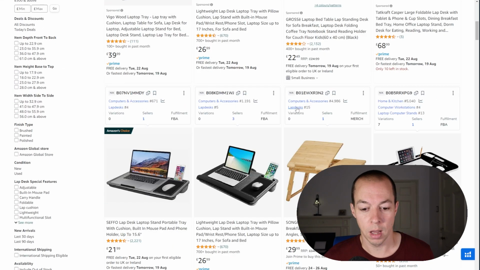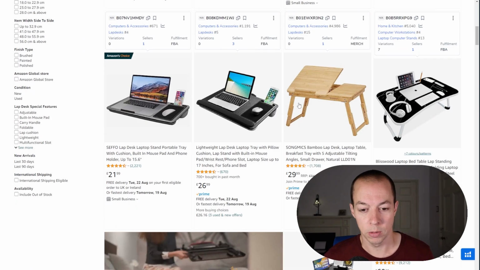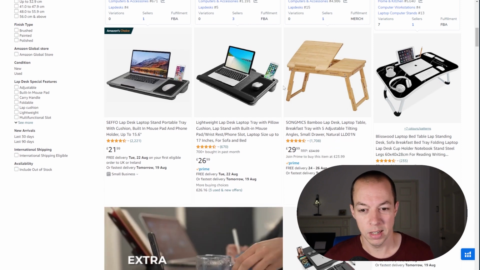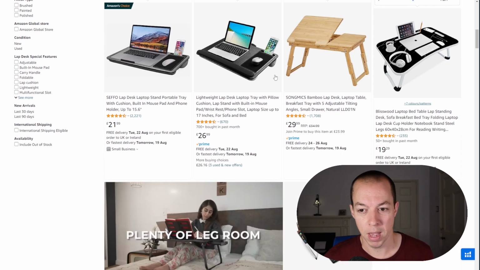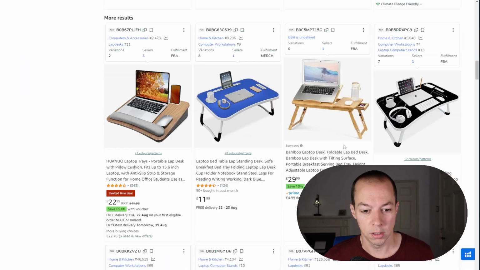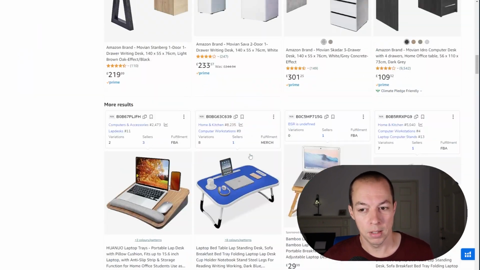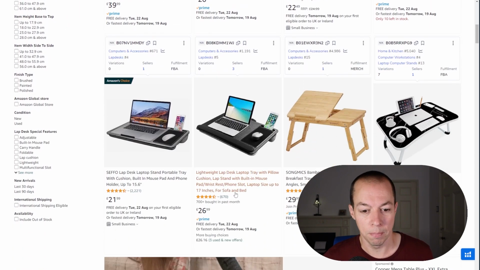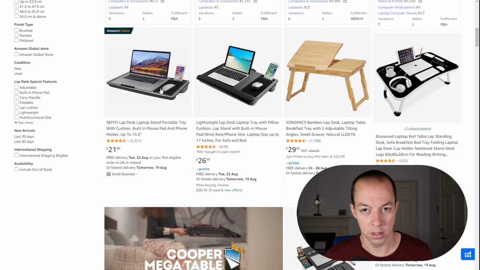That does bring up some comparable results, which I'll come back to in a moment, as that is another potential mistake. But you can see actually these are slightly different products. I would say this is more for a bed and this is more for a sofa. So for me, this isn't the best keyword to use, but some people might think, right, lap desk, this is the best search term to use for this product.